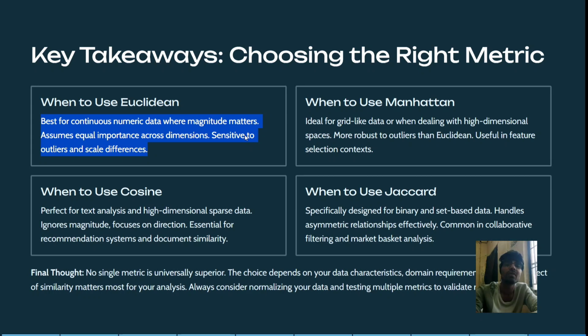So that's why, in text mining and recommendation systems, people often use cosine similarity. It naturally handles the normalization aspect.